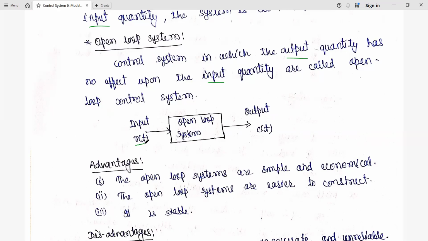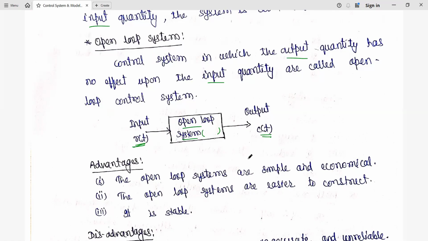So here you see that we have input and this is the output. Input and output are not connected, only connected through some particular system. In industry, it can be some plant where functioning takes place and various components are connected together. R of t is the time domain of the input signal, and C of t is the time domain of the output signal.